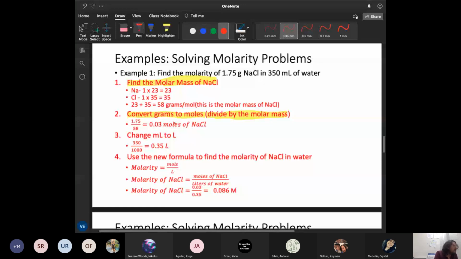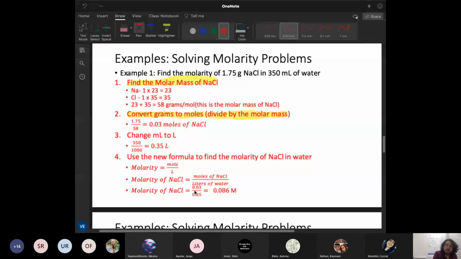This is pretty straightforward. Step 3 should take a few seconds to do. We want to change 350 milliliters of water to liters. What do we do? 350 divided by 1,000 gives you 0.35 liters. And lastly, the last step is the new equation, which is molarity, which is moles over liters. So what do we do?